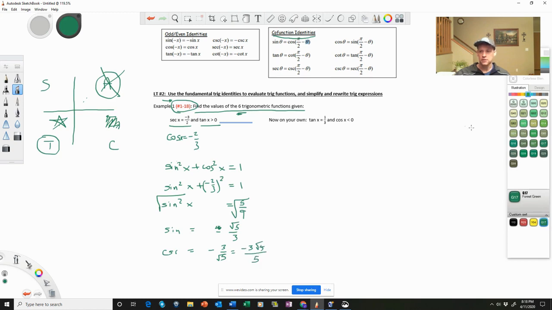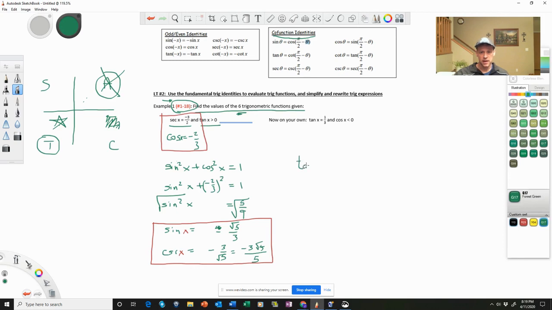So now what I have is 4/6 of my answer. So there's the sine of x and the cosecant of x. Here is the secant and the cosine. So I'm missing two of them. I'm missing the tangent and the cotangent.